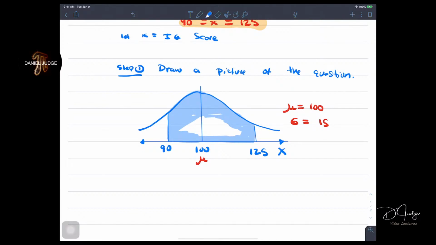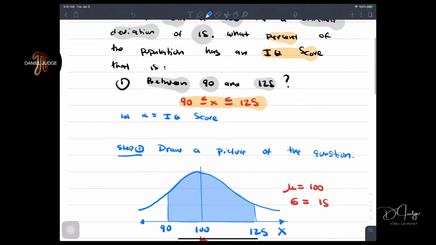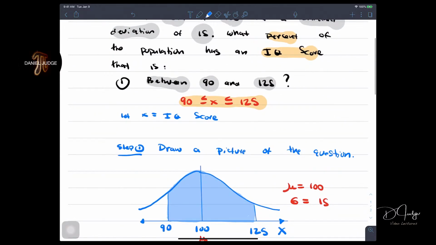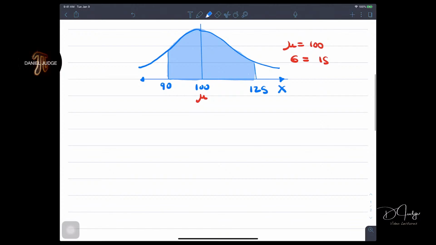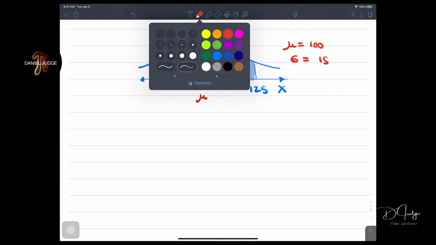They're going to want to know what percent of the population is shaded between 90 and 100. So here is what I'm saying. Here's a picture of the question, and you do this every single time. That's step one. They want to know what percent of the population has an IQ score between 90 and 125. Now, you might say this looks familiar, and it does. So I'm going to go through the steps that I traditionally go through, and then I'll show you how to do it with the TI.